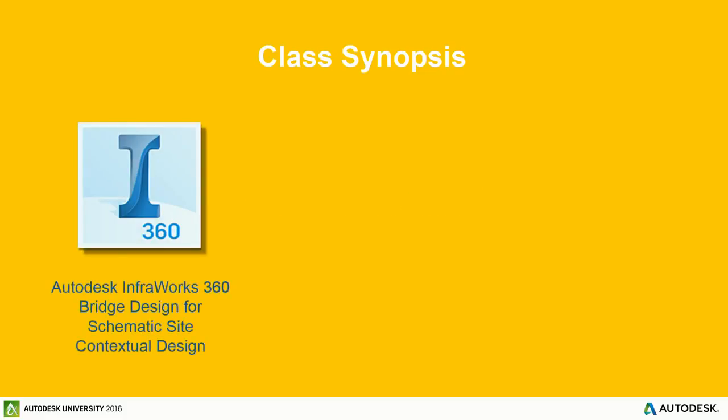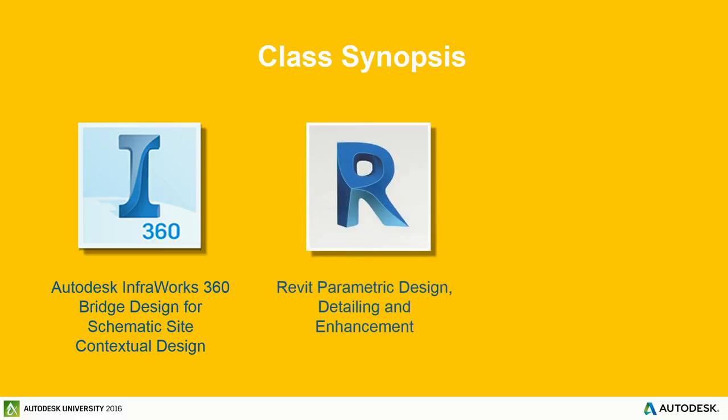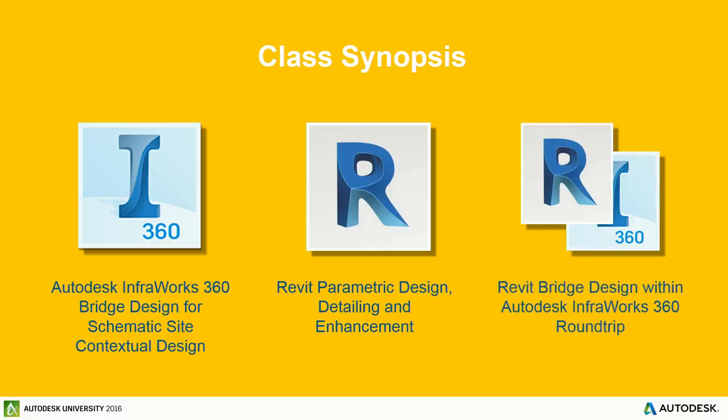Our class synopsis is very, very simple. We're going to use Autodesk InfraWorks360 and take a look at the bridge design module to do some site schematic designing. We'll then jump into Revit and move that information into Revit so you can see what data you get and why you get what you get, and also for detailing and things like that. And then we'll take that information and bring it back into InfraWorks so we can see the end result.